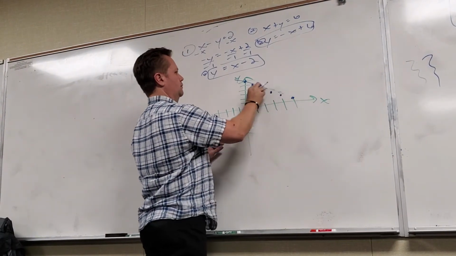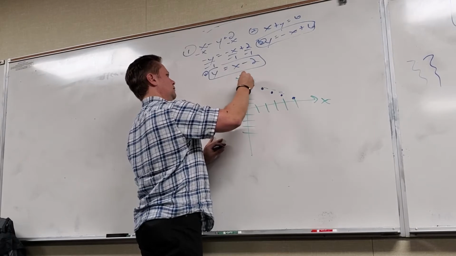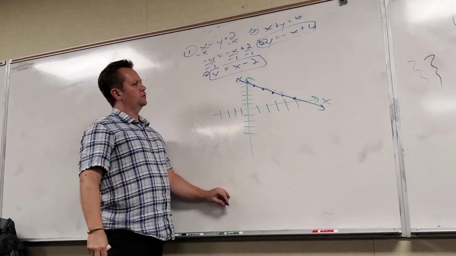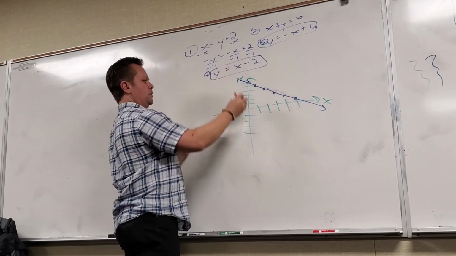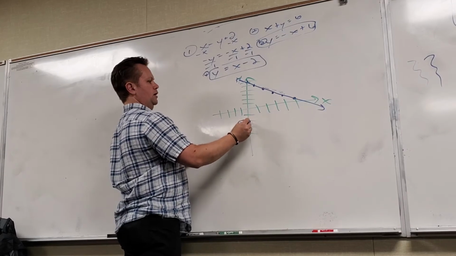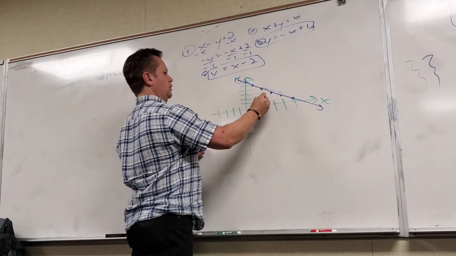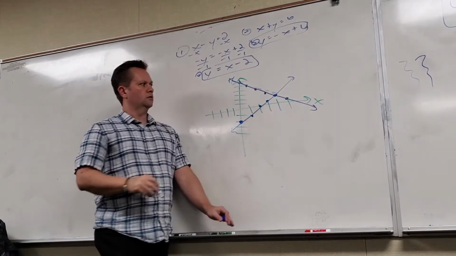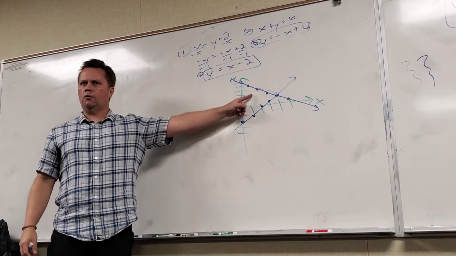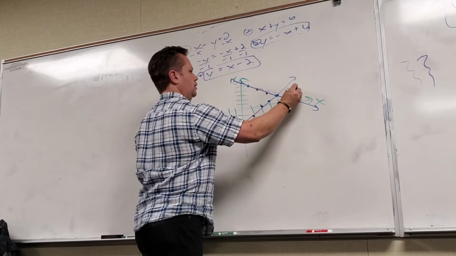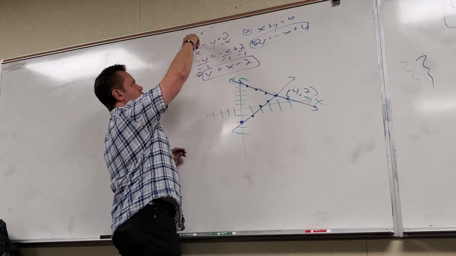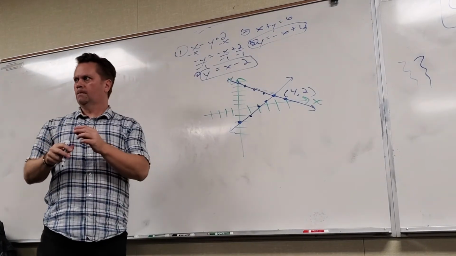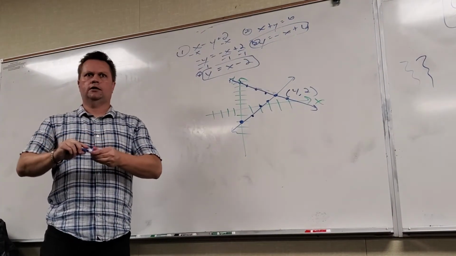2, 3, 4. Okay. And then x minus 2. So 0, negative 2, and then up 1 over 1, up 1 over 1, up 1 over 1, up 1 over 1. There we go. So what point did I end up going through? (4, 2). And then if you check it, sure enough, 4 minus 2 is 2, check. And 4 plus 2 is 6, check. I like it.